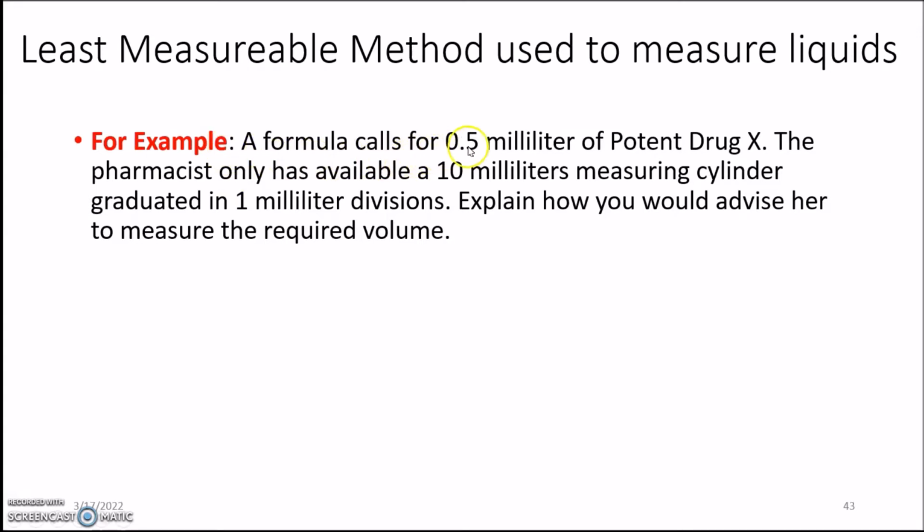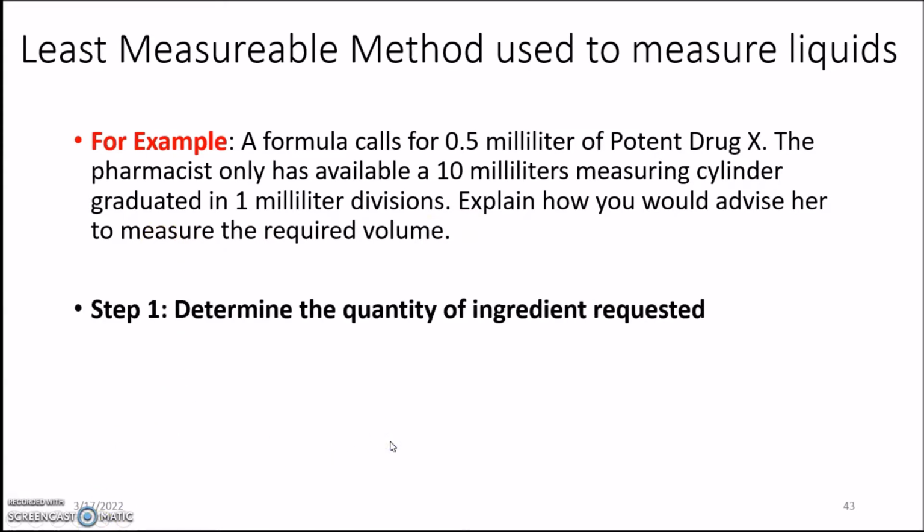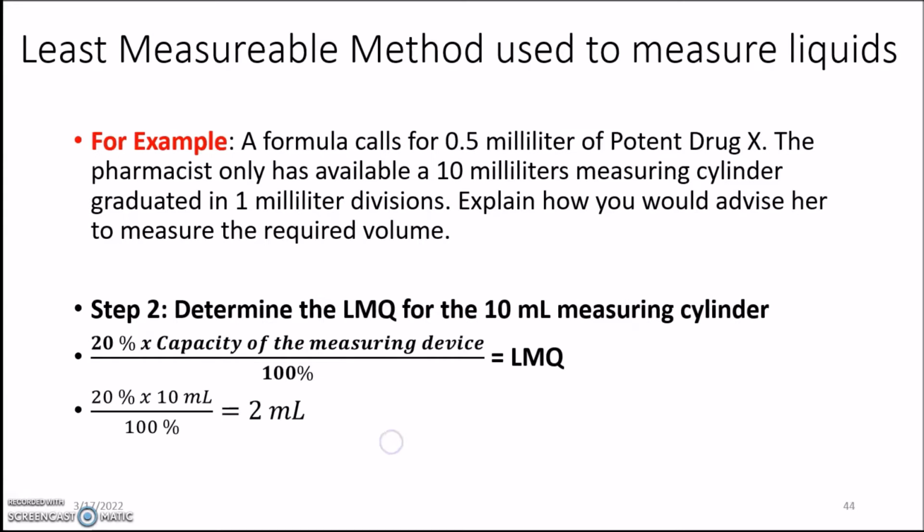A formula calls for 0.5 milliliters of potent drug X. The pharmacist only has available a 10 milliliter measuring cylinder graduated in 1 milliliter divisions. Explain how you would advise her to measure the required volume. First thing we're going to do is to determine the quantity of ingredient requested, and that's given to us in the formula: 0.5 milliliters of drug X.